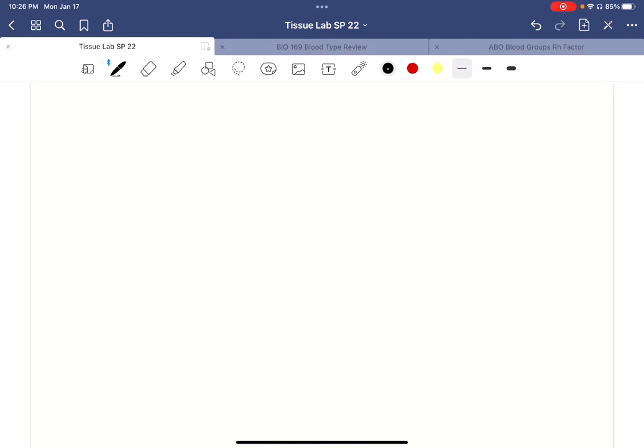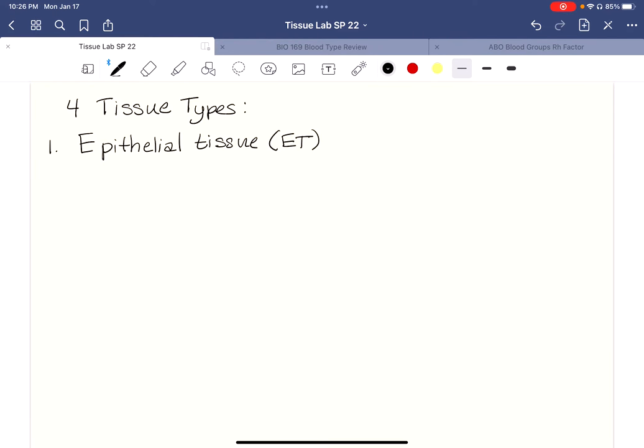Let's look at the four tissue types to be reviewed more in depth in lab. So I'll title this four tissue types, and this is just an overview. Our first type is epithelial. Epithelial tissue can be abbreviated ET, and by the word epi, that should tell you that this is tissue that is above the other tissues, meaning it is superficial to other tissues.